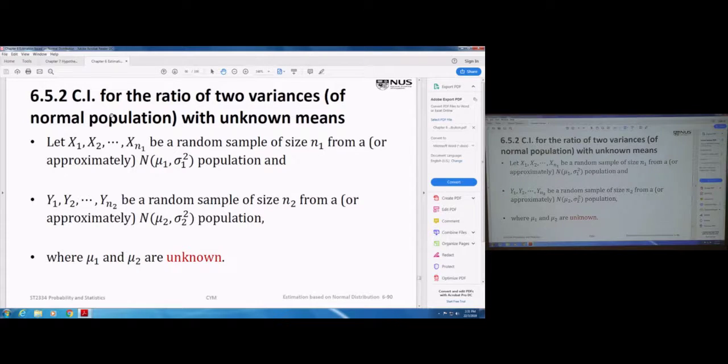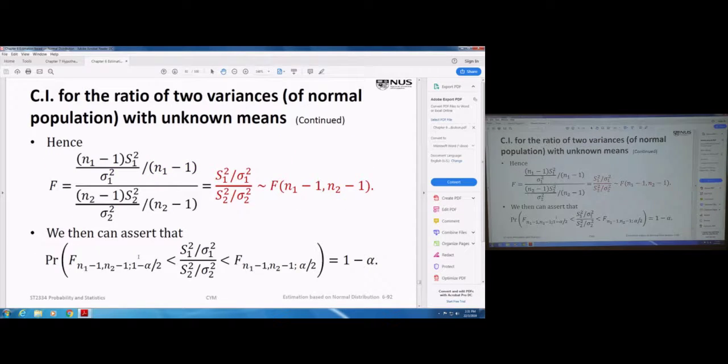Remember that last week we were looking at the confidence interval for the ratio of two variances of normal populations with unknown means. So the setup was that you have X1 up to Xn1, a random sample of size n1 from a normal(mu1, sigma squared 1), and Y1 up to Yn2, independently from another normal distribution, IID. We don't know these two means, okay? And what we derived was that this ratio was F distributed on n1 minus 1, n2 minus 1 degrees of freedom, okay?